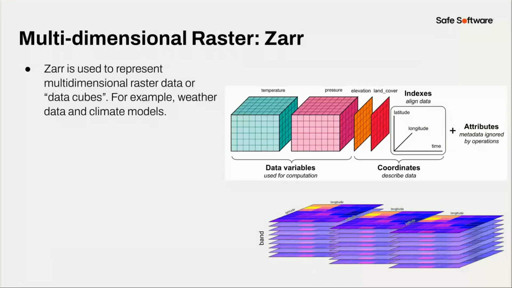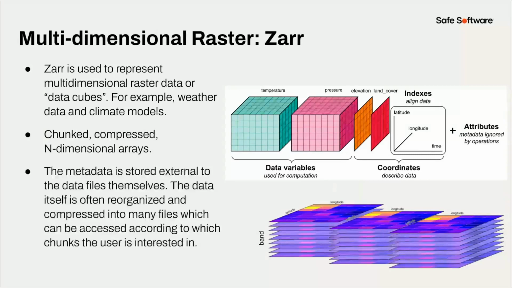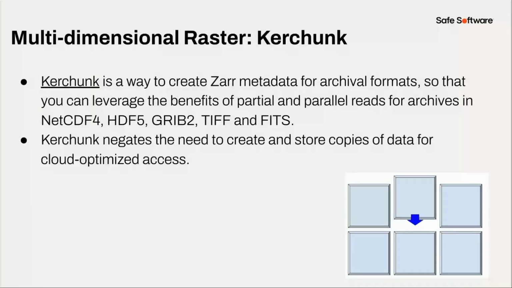ZARR allows for chunk storing of this complicated data. So chunks are 3D cubes of data variables, and then each chunk of that data is compressed. And then through the metadata, you can find exactly what you're looking for and then just decompress the data that you want. ZARR has got a lot of movement behind it, and it's very, very cool.